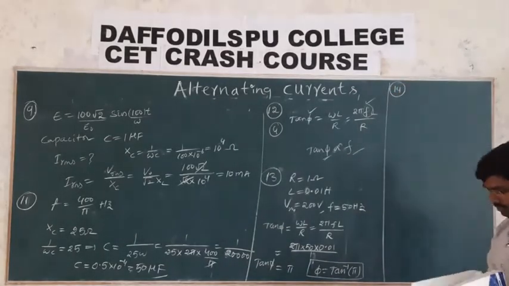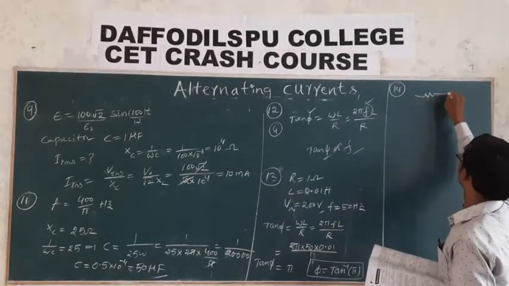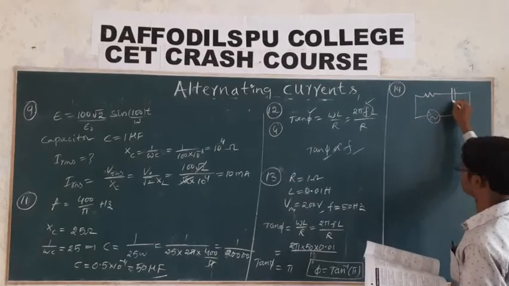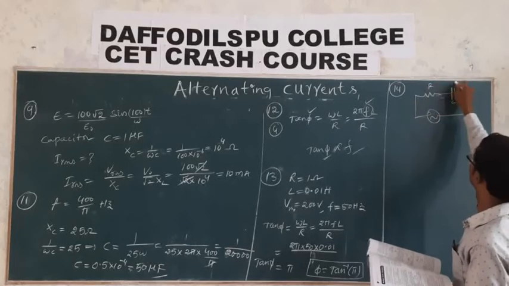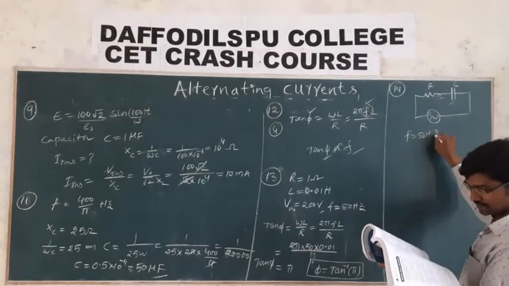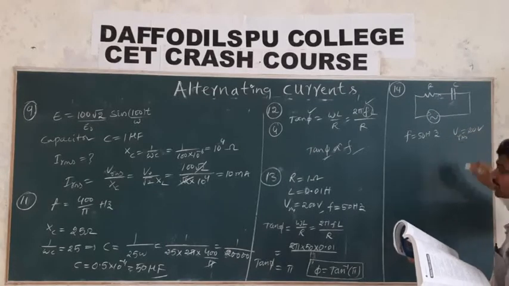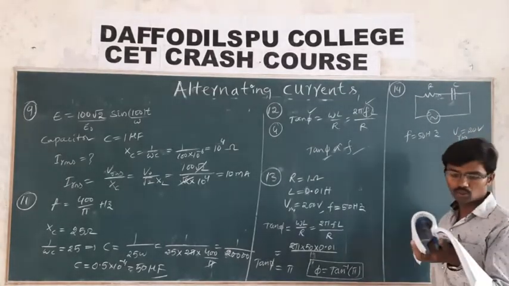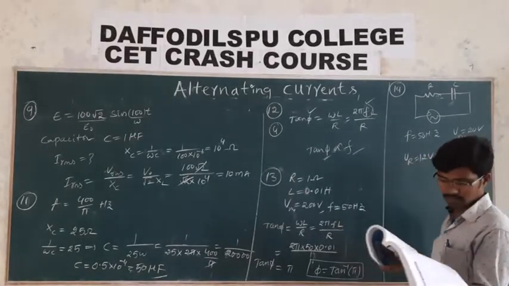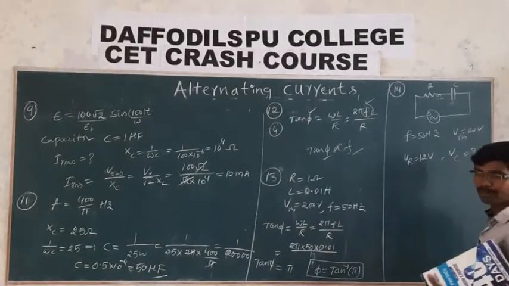The 14th one. We have a resistor and capacitor, an RC circuit, and AC is connected to this, C and R. A 50 Hz AC frequency is given, and the source voltage is 20 volts. V is equal to 20 volt, which is the RMS voltage connected. The voltage across R is 12 volt. VR is equal to 12 volt. Then what is the voltage across C? Now tell me what is the result?